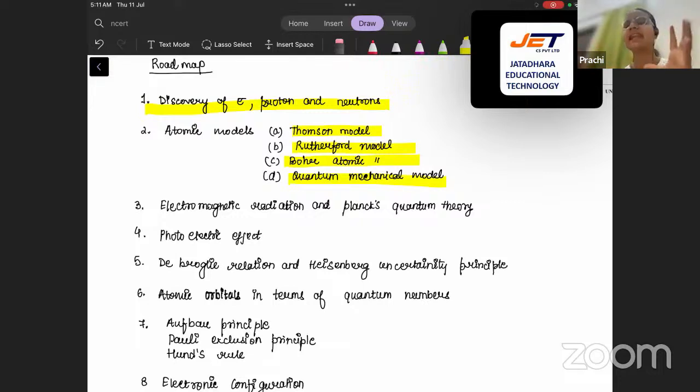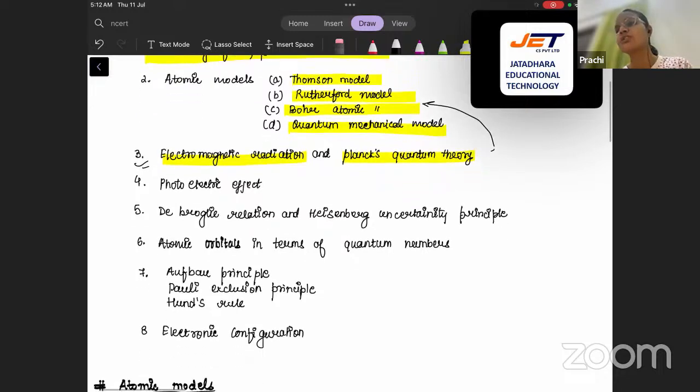So once we get an idea what these models are and according to them, how does an atom look like, then we will learn about the electromagnetic radiation and Planck's quantum theory. So basically the third topic we will be learning before we learn about the Bohr atomic model, because these were the things that led Bohr to give a model which was different from the Rutherford model. And then, as the time passed by, there were other things that were explained by the scientists. So, yes, we will be learning about those things also.